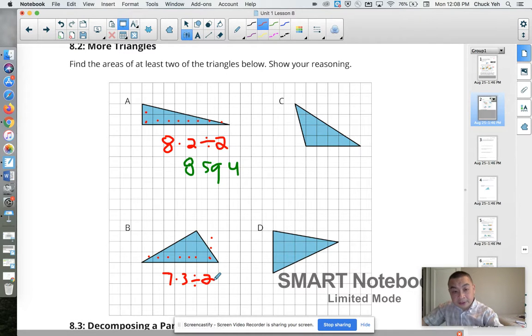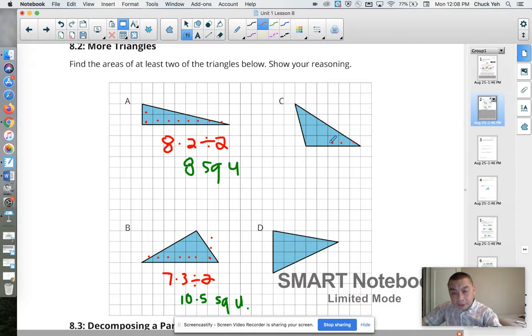So it's a good idea to use your calculators here because we're going to have a decimal for our answer. So 21 divided by 2 is 10.5. 10.5 square units. All right. How about C?